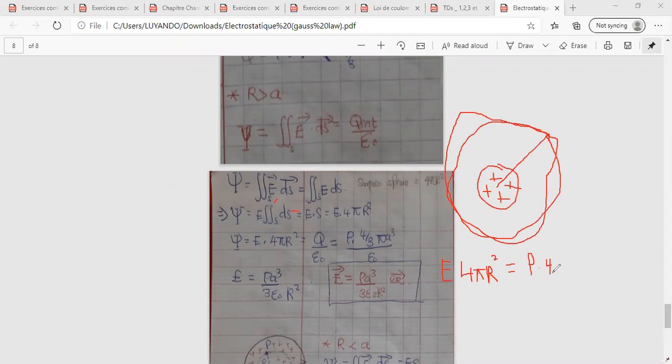over 3 pi a cubed. I hope you can see that. The a cubed replaced r cubed, because we know our radius is a. Yes, so if we try to make E the subject of the formula, meaning we divide both sides by 4 pi r squared, we're going to end up with this expression right here. Am I clear in the direction?